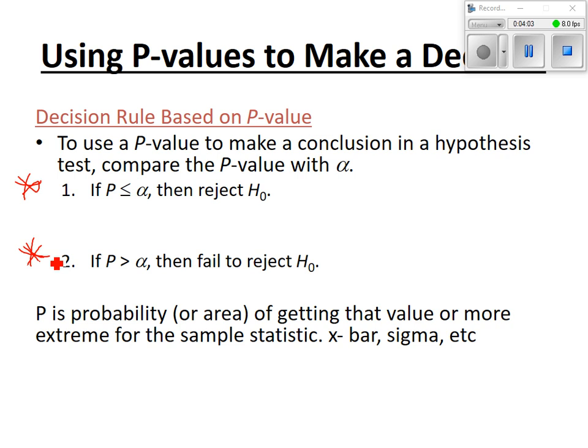Remember, normally your alpha is going to be 0.10, 10%, 0.05, 5%, or 0.01, which is 1%. Those are the alphas that we're going to use.